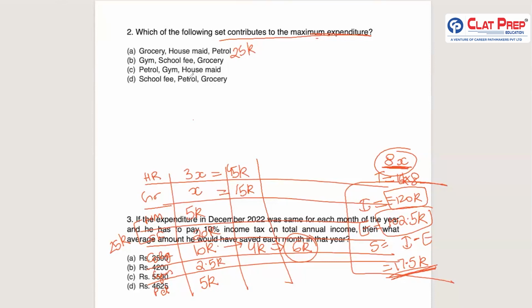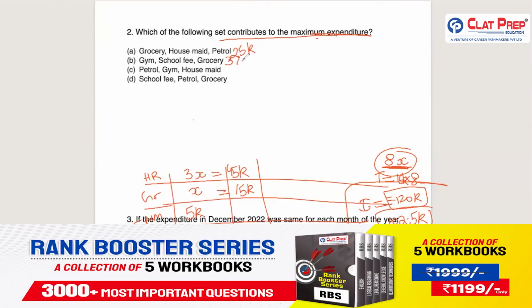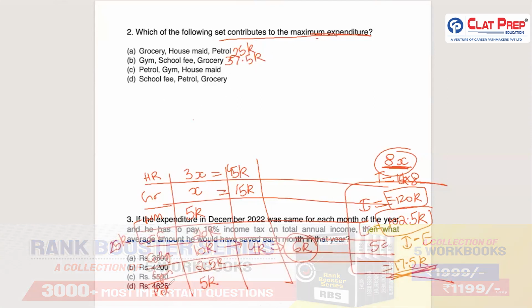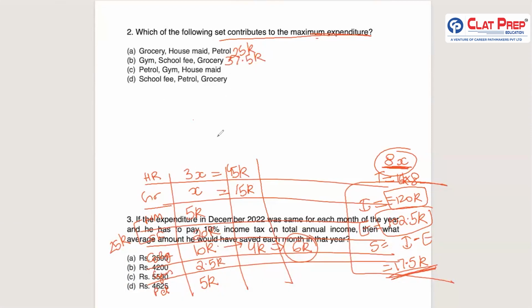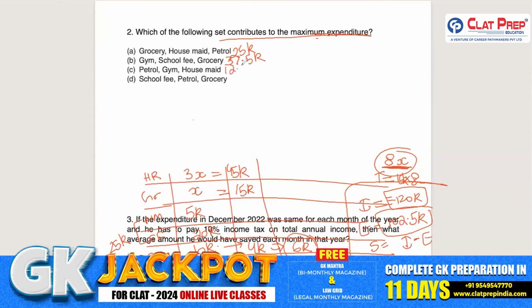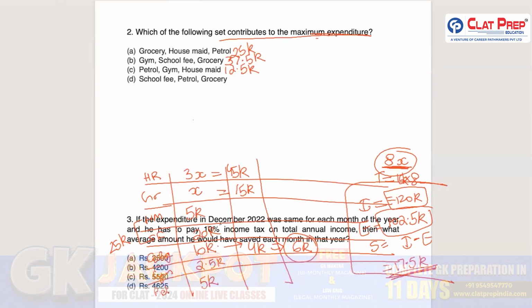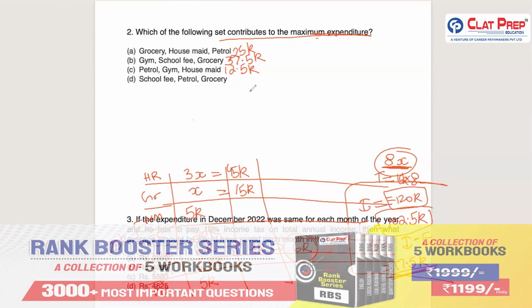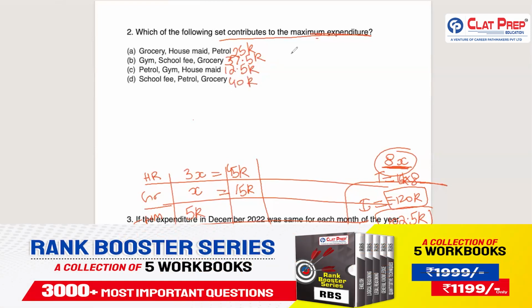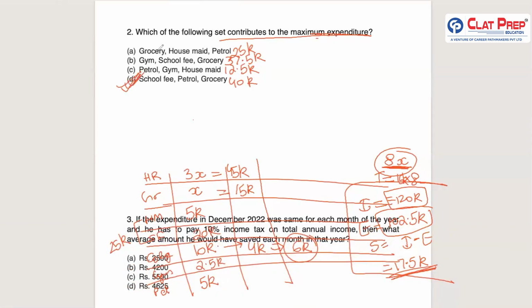Gym is 2.5. School fee is 20. Grocery is 15. 35 plus 2.5, 37.5K. Petrol is 5K. Gym is 2.5. Housemaid 5K. ये कितना हो गया? 5 plus 5 plus 2.5, 12.5K. Now, school fee 20K, petrol 5K, and grocery 15. 20 plus 5 plus 15, 40K. तो किसका मैक्सिमम है? 40K. Done. Question to be done. Let's move to the next one.